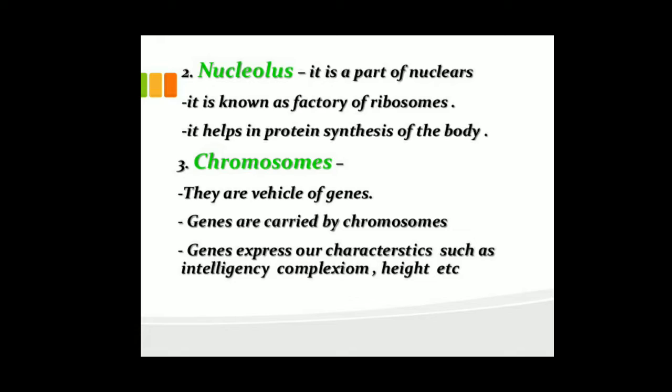The second important part of the nucleus is the nucleolus. You have seen some rounded bodies inside the nucleus. These rounded bodies we call nucleolus. It is known as the factory of ribosomes.